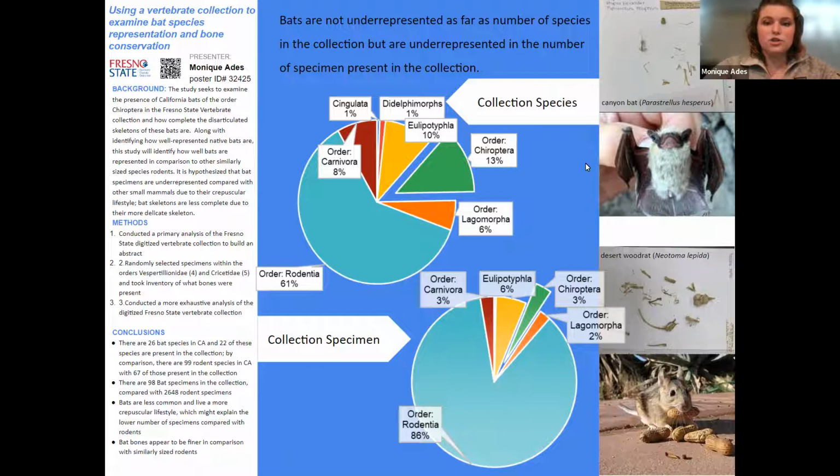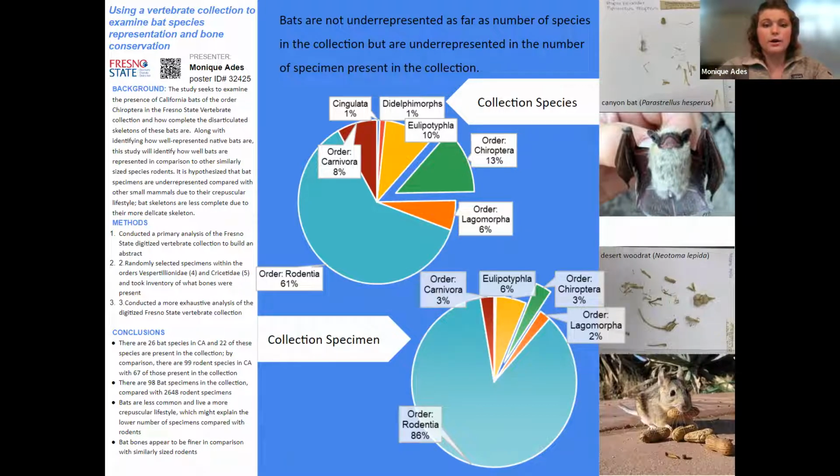Getting into my charts over here, we can see that out of our collection, 61% is rodents and 13% is bats, which isn't too bad at all considering how many bat species there are versus how many rodent species there are. So bats really measure up pretty well. It is the second largest piece of that pie chart, which I think is pretty impressive considering how hard they are to get to and how hard they are to find.